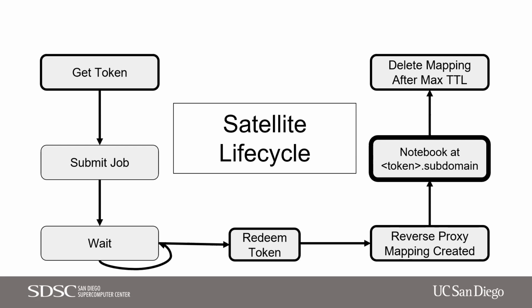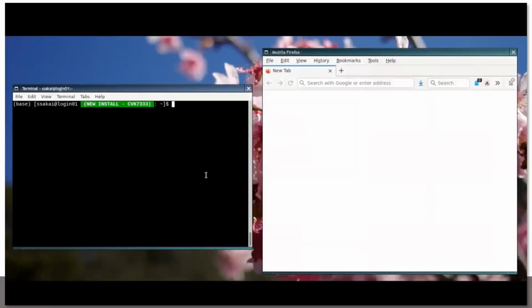And then what that means is that the notebook will appear at a very specific and unique URL, and all requests from the web to that URL from that web browser will be forwarded to that host and port when the token was redeemed. And after some time, it just goes away. Here's an example of doing this manually, just so you can see the various moving parts.